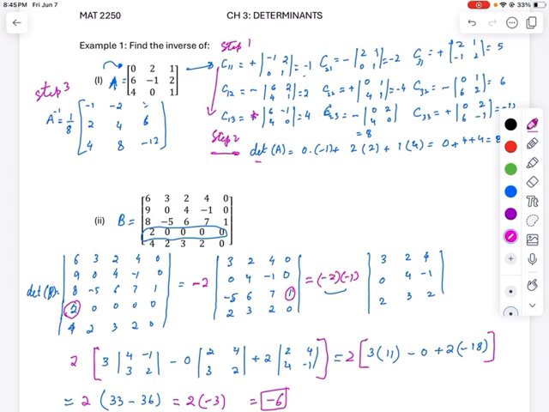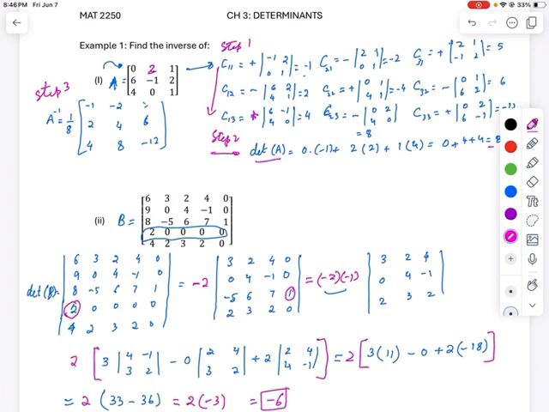So determinant of A will be 0 times the cofactor which is associated for this position, which is C11, which is negative 1. So 0 times negative 1 plus 2 times C12. So 2 times 2, and then plus 1 times C13, which is 4. So we end up getting 8 as our determinant.